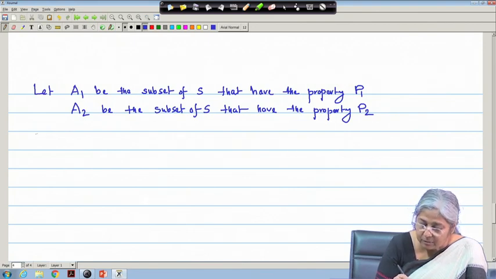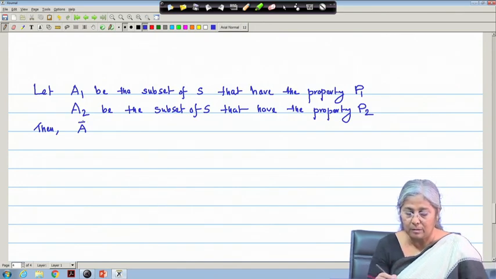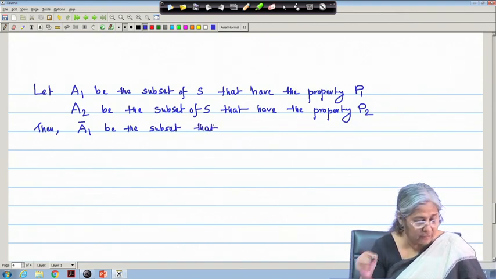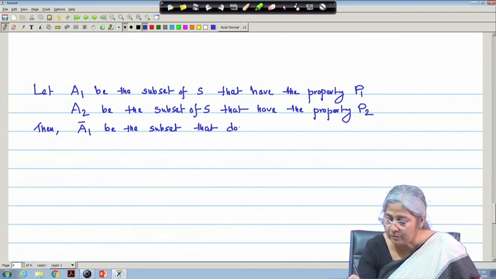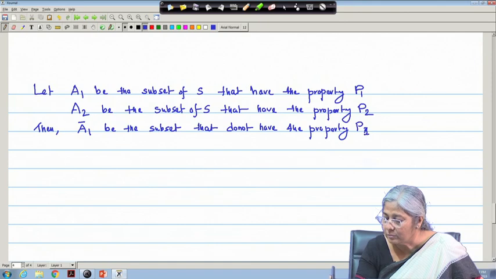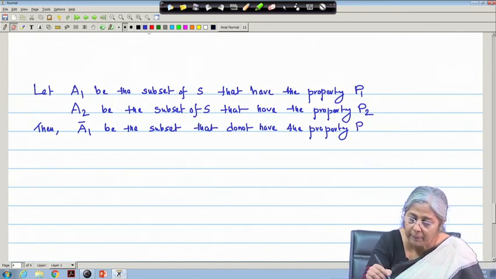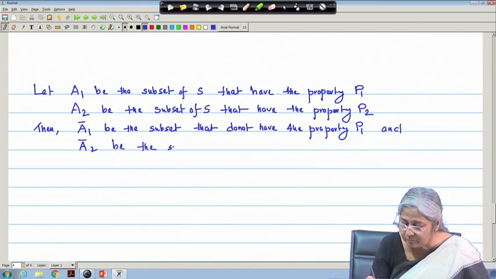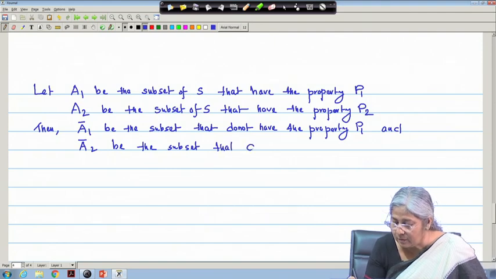So, then A1 bar be the subset that does not have the property P1, and similarly A2 bar be the subset that does not have the property P2.